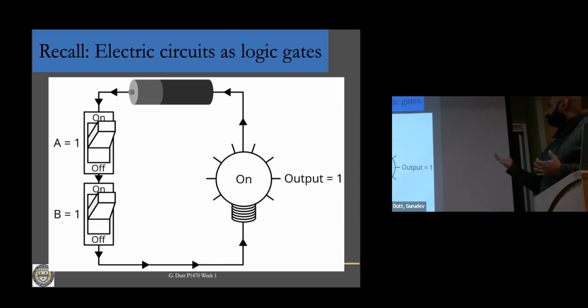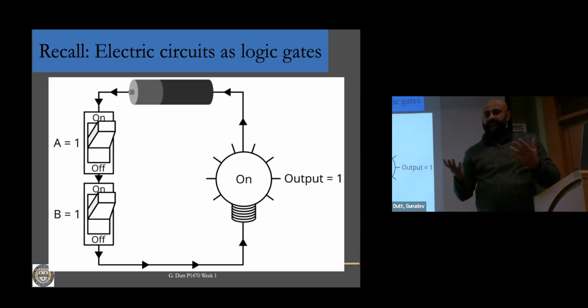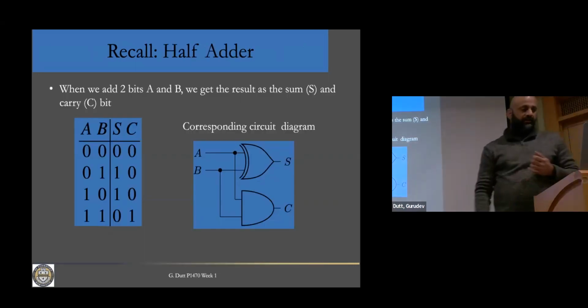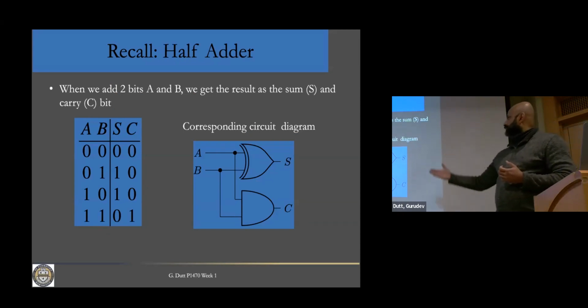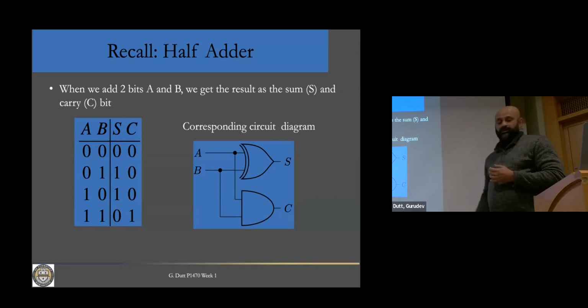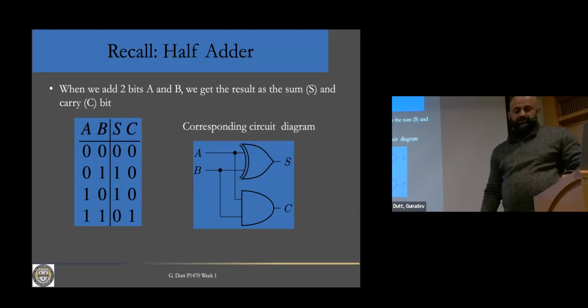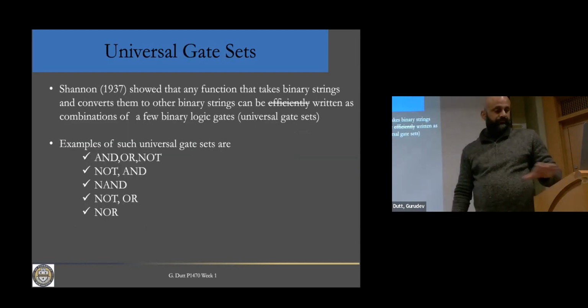Okay, so we discussed how logic gates could be made into electric circuits. And as you may recall, we showed, for example, a simple operation like addition of 2 bits. The sum and carry can be executed as 2 logic gates, XOR and AND.